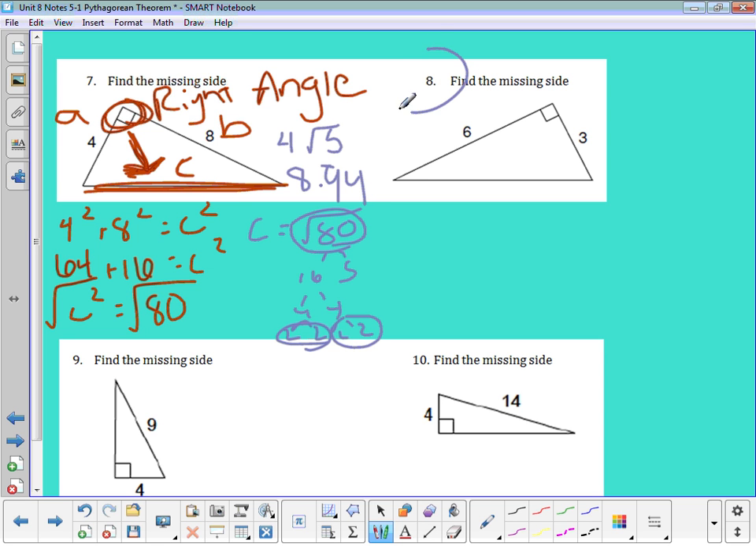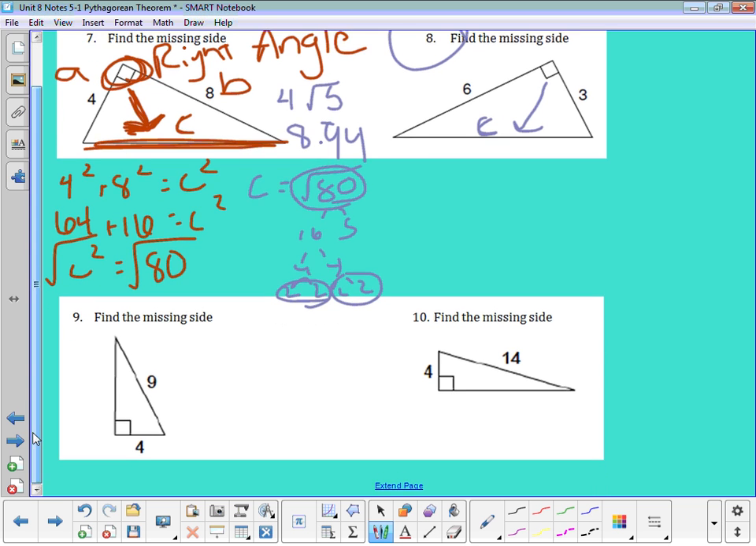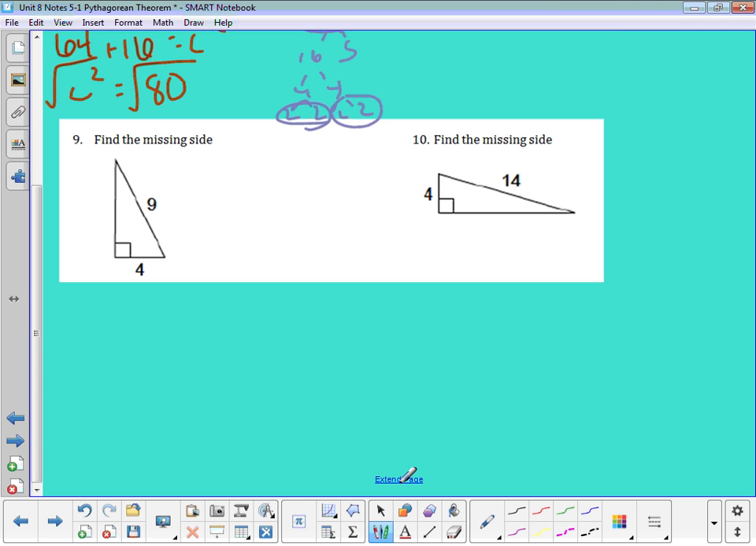I'm going to go ahead and have you guys try number 8 on your own. Notice that the side that's missing is sitting across from the right angle, so we're missing our C value. Let's take a look at number 9. So for number 9, what I notice is we have the value that's sitting across from the right angle. So that means we have our C. Now the thing that's great is it doesn't matter which one's A and which one's B. So I'm just going to call this one A, but it doesn't really matter. This one's going to be B.